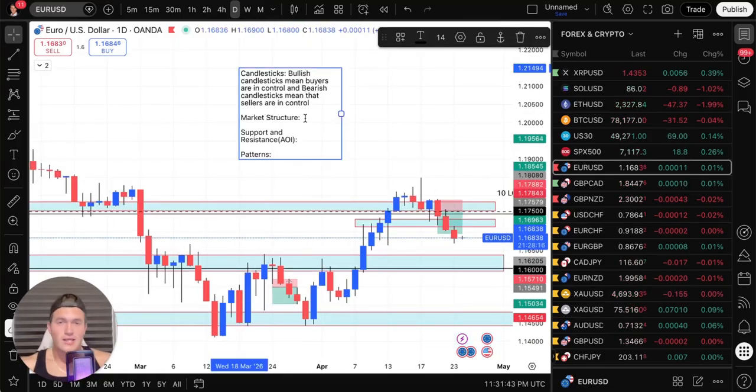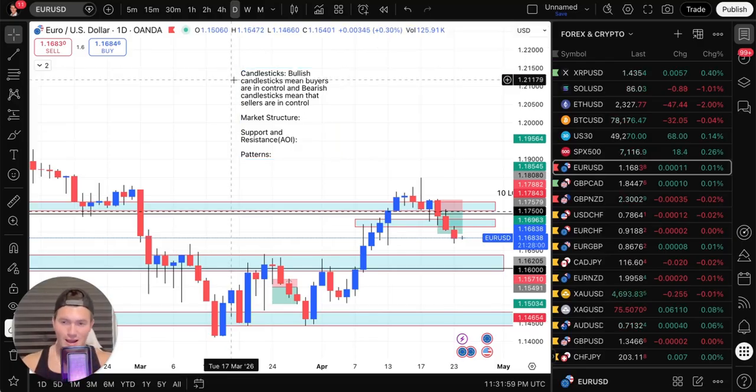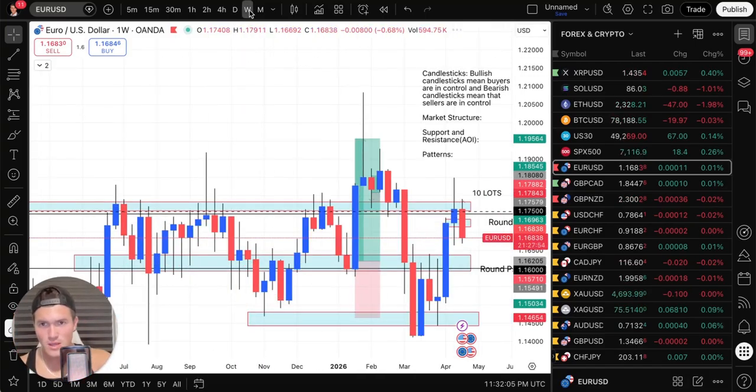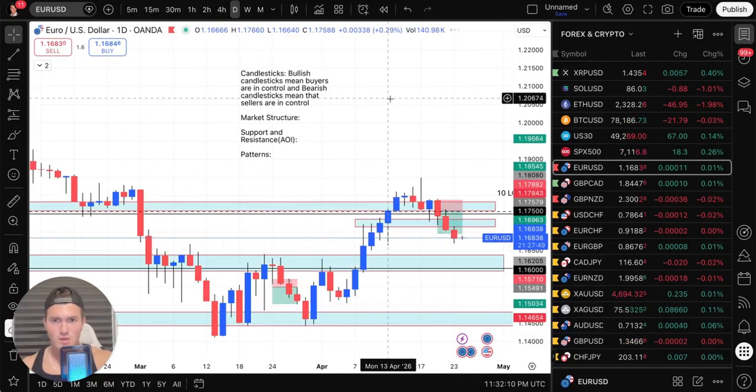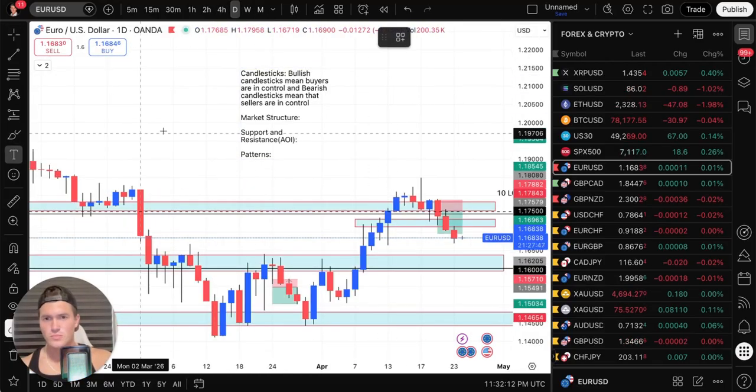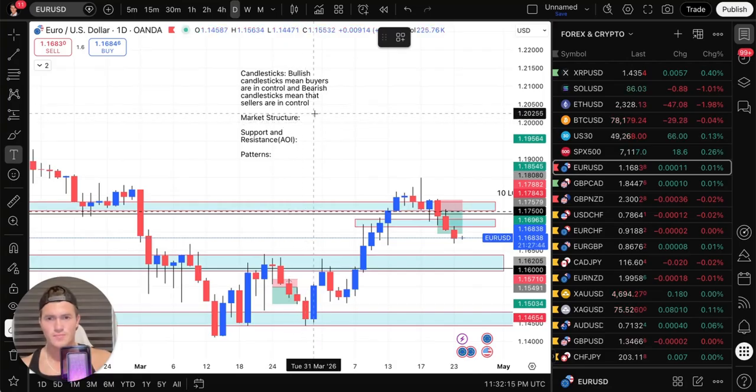So jumping in here to market structure. Okay, this is super, super important. Market structure is how you are going to be able to identify the trend of the market, if the market is going up or if the market's going down. Okay, so we want to identify the trend on our top 3 time frames. That is the weekly, the daily, and the 4 hour. Okay, so let's go over here, market structure.